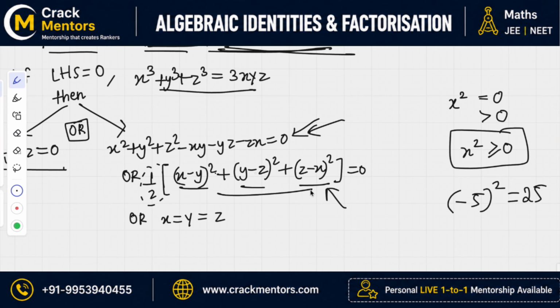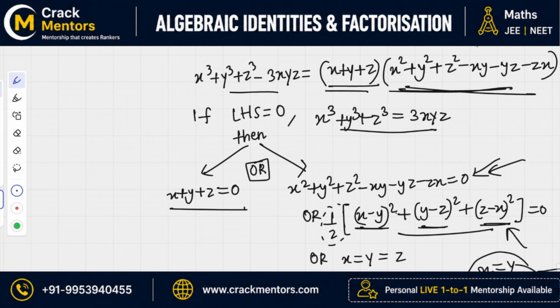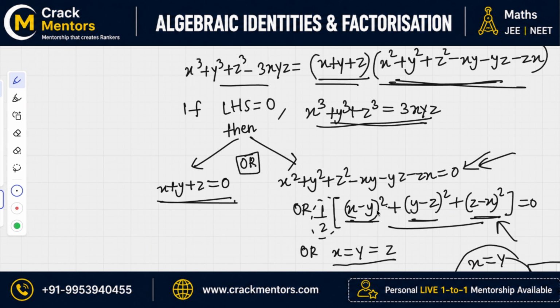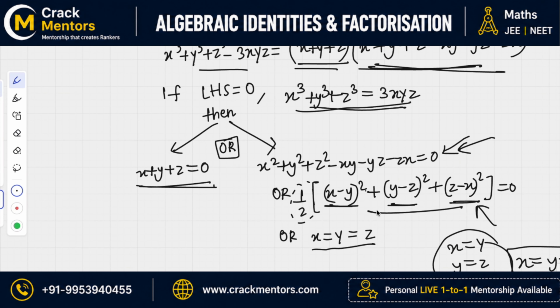So for this entire thing to be 0, all of the square terms have to be what? 0. That means x equals y, y equals z, z equals x. This means that all three are equal, x equals y equals z. So we started from: if my LHS is 0, meaning this thing is happening, it has two cases. Either this is 0 or x equals y equals z. So that is a good thing to remember.